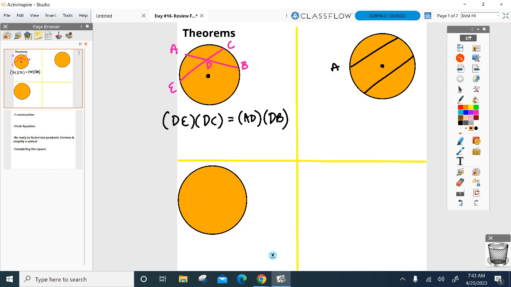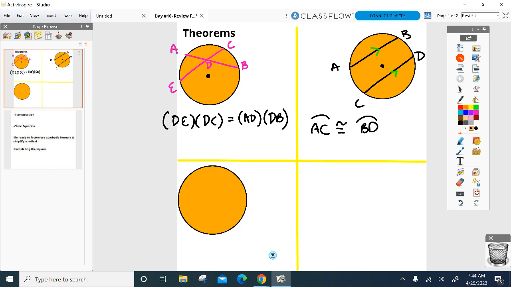Easy to forget this one. Two chords are parallel. Remember that one? If two chords are parallel, that implies the arcs in between are congruent. They have the same measures. If two chords are parallel, the arcs in between are congruent.